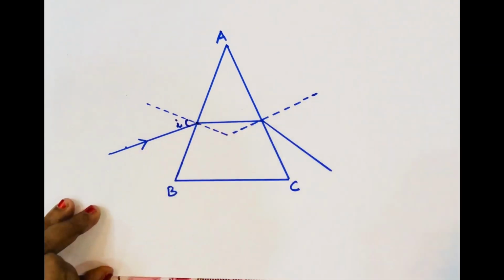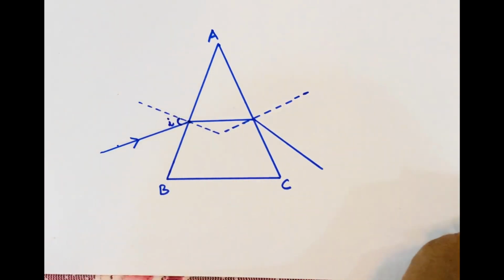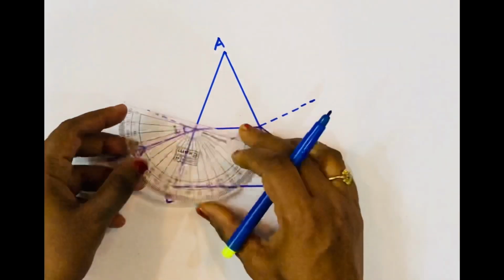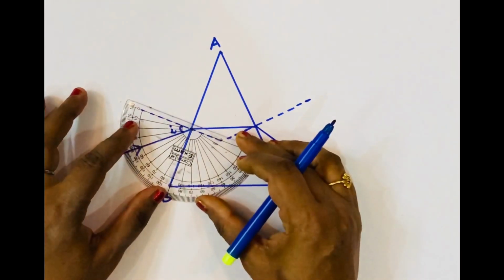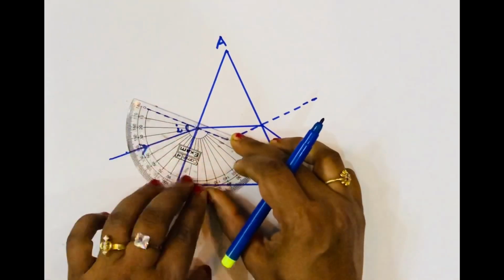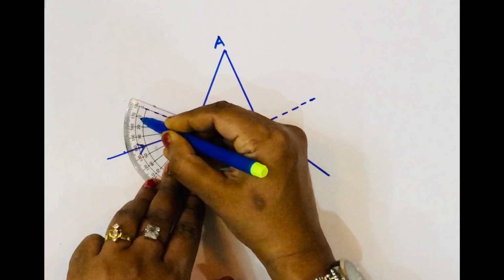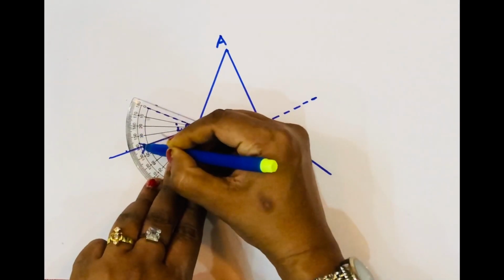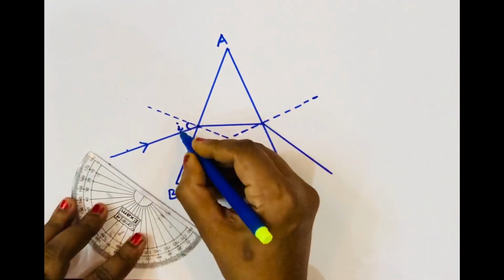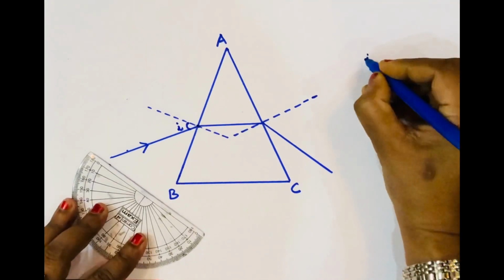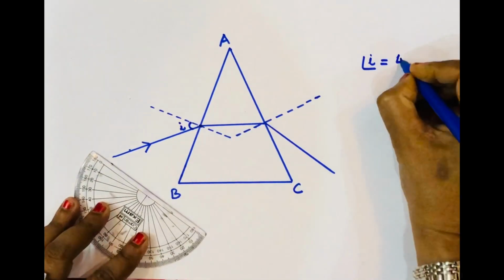So I have measured this angle of incidence to be 40 degrees. We need to measure this angle very carefully. As we can see here, 0, 10, 20, 30, 40. So the angle of incidence is measured to be 40 degrees.